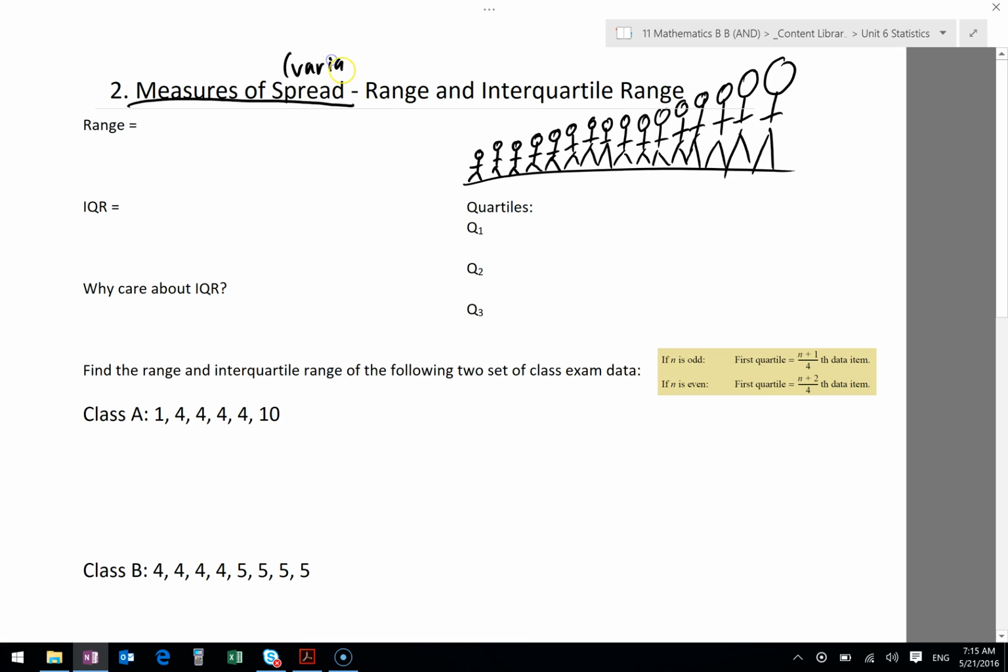So measures of spread or variation. In this lesson, we're going to look at two of them. We're going to look at the range and the interquartile range. This IQR means interquartile range.